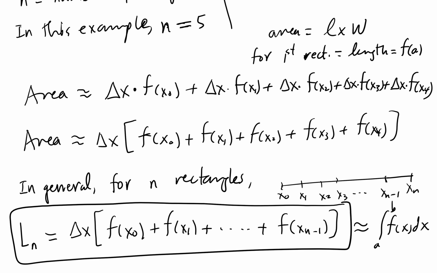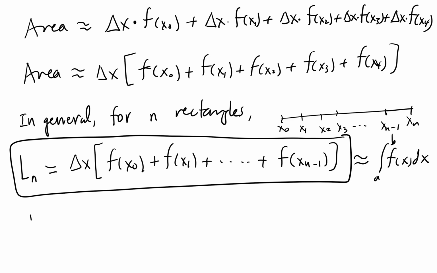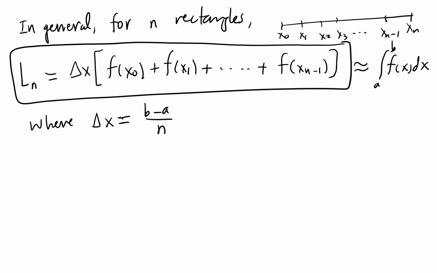for n rectangles, where, again, delta x is b minus a over n. This is for the left endpoint. This means there's a right endpoint as well. What happens in the right endpoint? We call it Rn, which is again delta x times a sum. When we started with the left endpoint, we skipped the last one on the right. When we do the right endpoint, we skip the first one on the left.